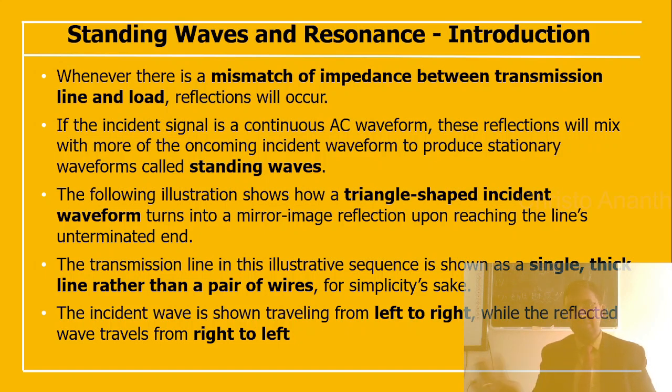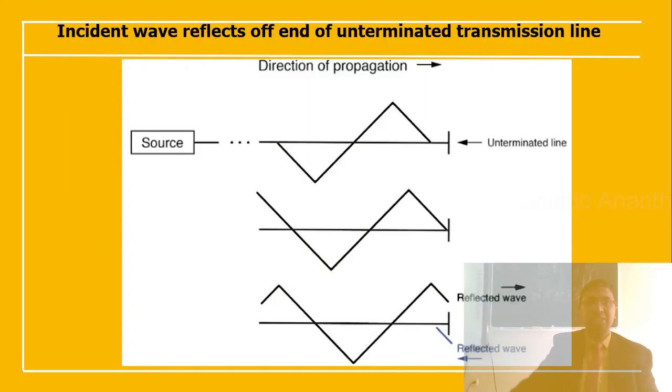We'll see a triangular-shaped incident waveform that will have a mirror image reflection on reaching the line's unterminated end. The transmission line is a single thick line rather than a pair of wires for the simple case. The incident wave will be traveling from left to right, while the reflected wave will be traveling from right to left. That is what we can see here. This is the direction of propagation for the unterminated line.